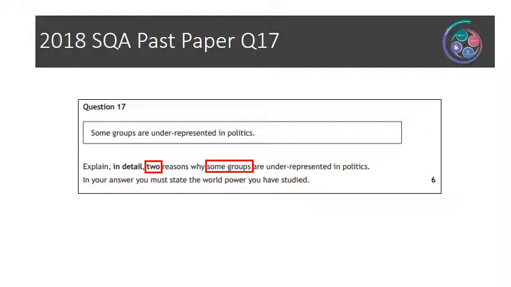And a reminder that during your World Powers unit, you may be asked to state the world power that you have studied in your responses. So you should aim to identify the group and the world power within your response sentence. You may then wish to go on to write 1 or 2 explained sentences, explaining why perhaps women, for example, are underrepresented. And then for your 3rd mark, you want to provide evidence or an example to support your explanation.